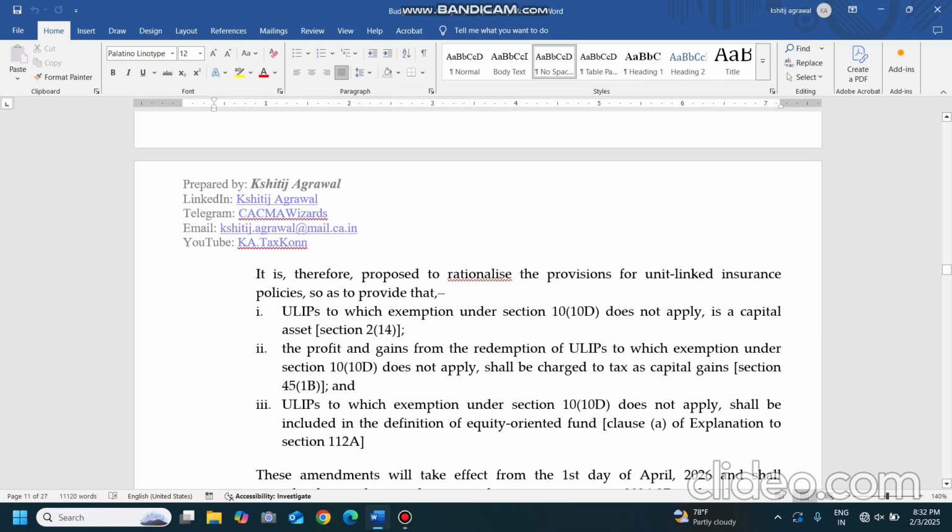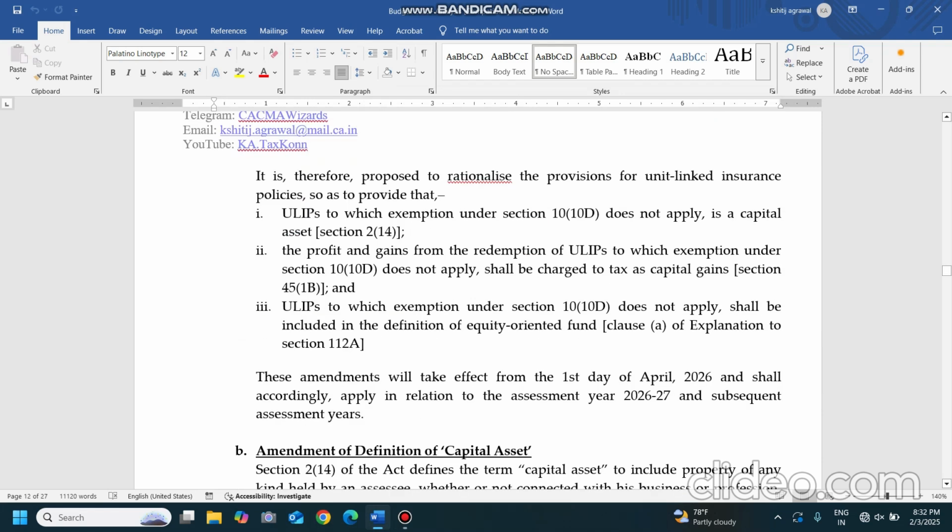For ULIP, no clarification or rationalization was there on how it will be taxed. So they have provided 3 rationalizations: how it will be taxed, under which head, under which section, and under which definition. It is therefore proposed to rationalize the provisions for unit linked insurance plans so as to provide that a unit linked insurance plan which is not exempt under 10(10)(d) is a capital asset. In the definition of capital asset, ULIP will be included as per section 2 clause 14.